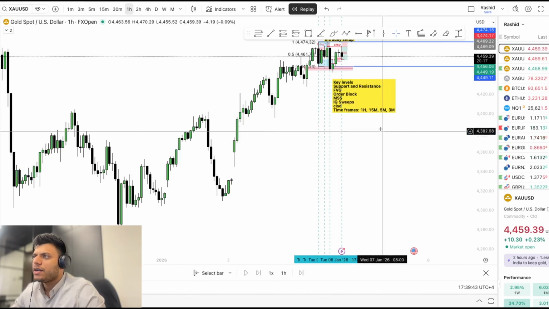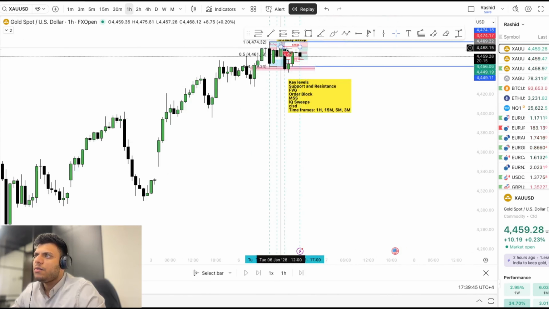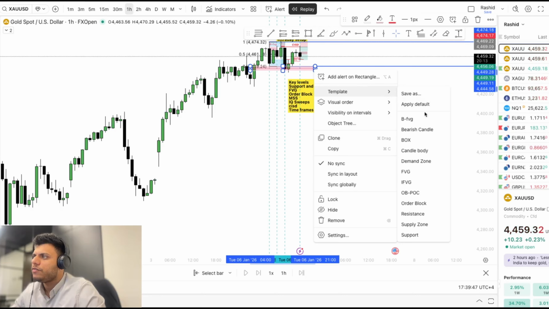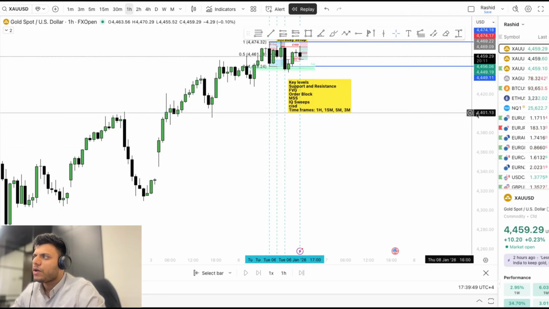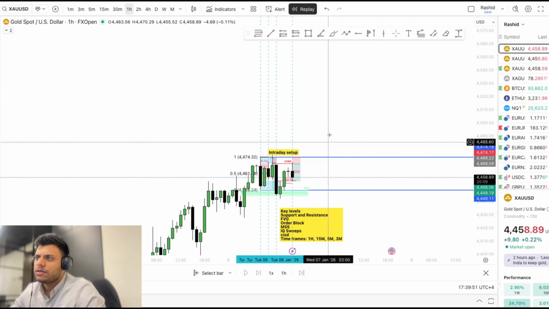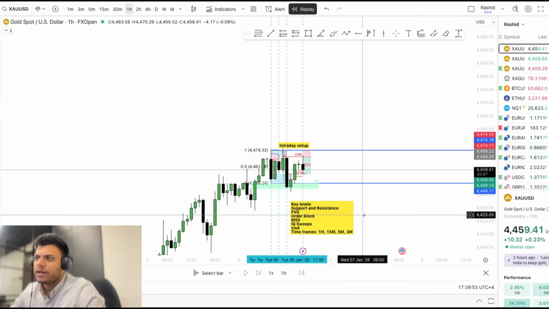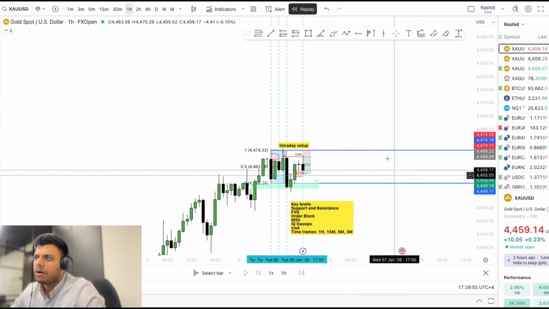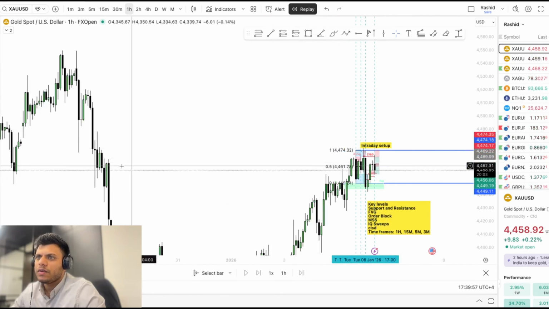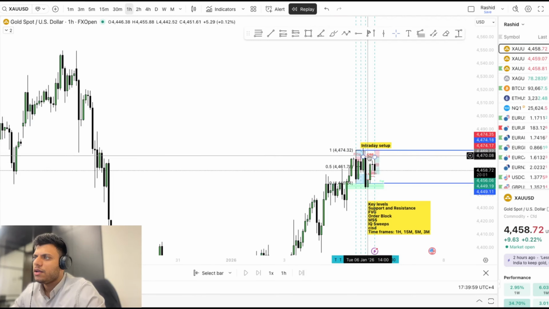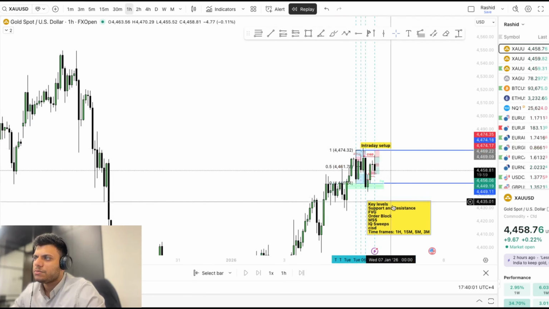You can clearly see a bearish bullish FVG here. So this is what the market came to take. Now here you can see an order block, and only that order block is respected.